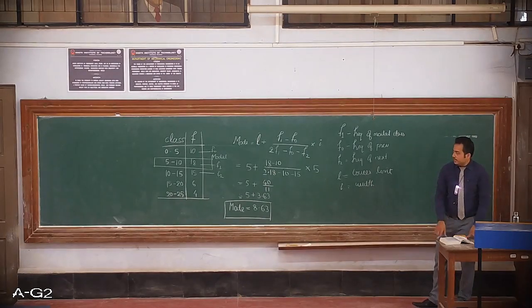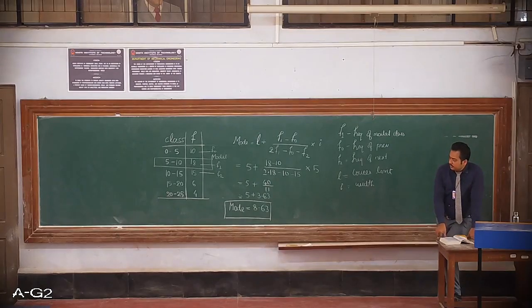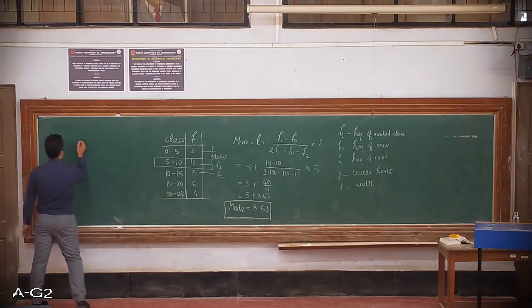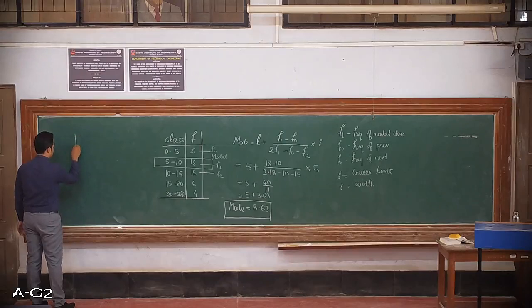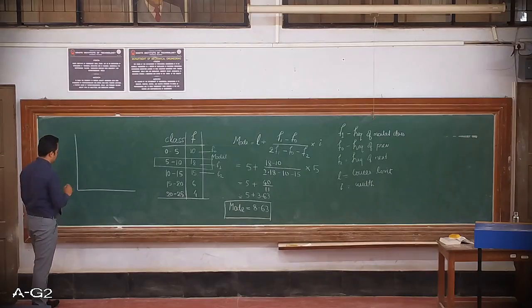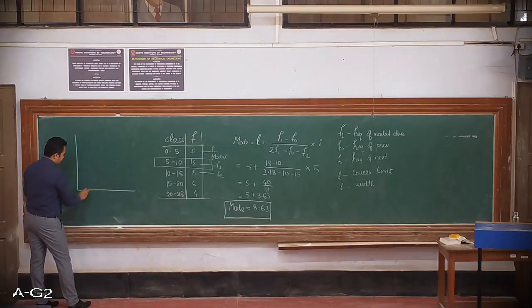So now considering the frequencies here, 10, 18, 15, 6 and 4, and also the class intervals 0 to 5, 5 to 10, 10 to 15, 15 to 20 and 20 to 25. So the graph is drawn like this. On the y-axis we will usually have frequencies, and on the x-axis we'll be having the class intervals. Okay, so there are 5 classes.